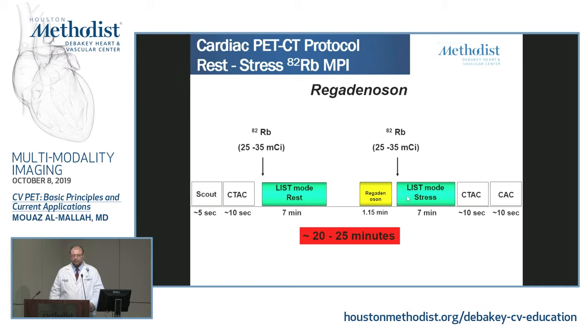And then we image for another 7 seconds. We get another CT attenuation correction. Sometimes we do the calcium score at the end; here we're doing it more at the beginning, so it depends how you do it. And we do it only if the patient does not have known CAD. So obviously if the patient has a stent or bypass surgery, we don't do it. And then the patient is done.